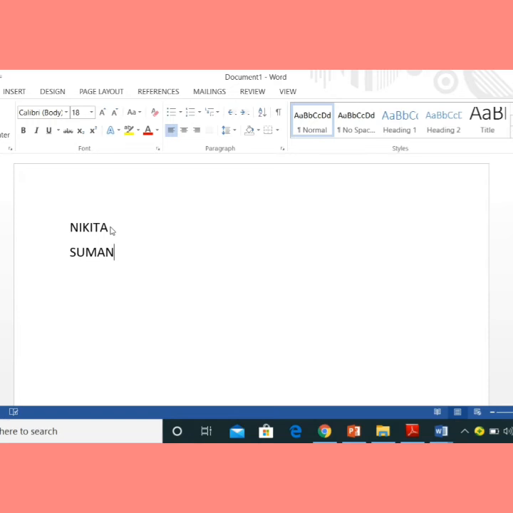So now I am creating a space using the space bar key. When I press the space bar key, you will see the cursor, this blinking line, will create a gap and move. See, I am creating a gap. Now I am typing the next line.